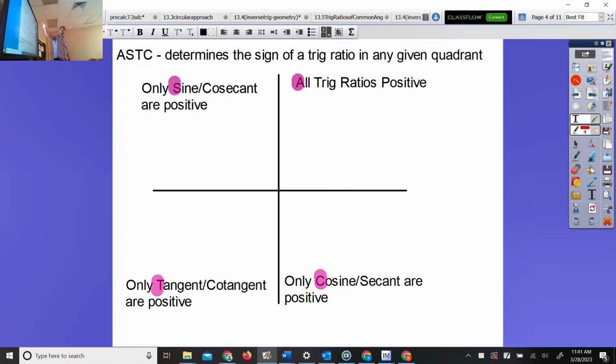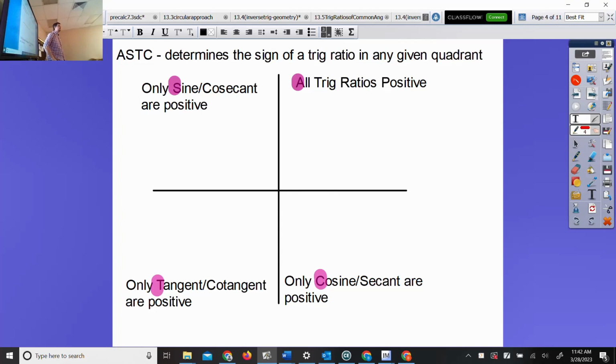Positive. Second one, sine and cosecant. What's the relationship between sine and cosecant? What are they to each other? Flips. They call that reciprocals. They are positive. If sine and cosecant are the only thing positive in quadrant 2, what's that mean about the other 4 guys? There's 6 trig ratios. If these 2 are positive, the other 4 are negative.